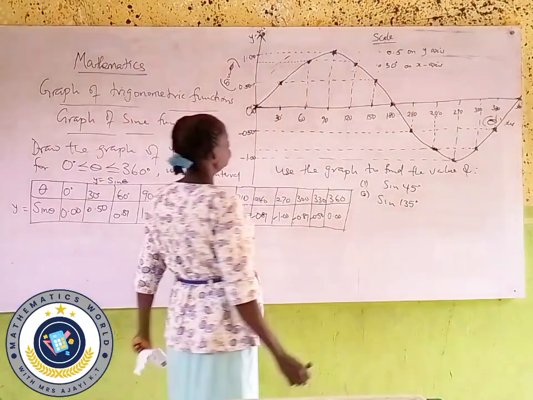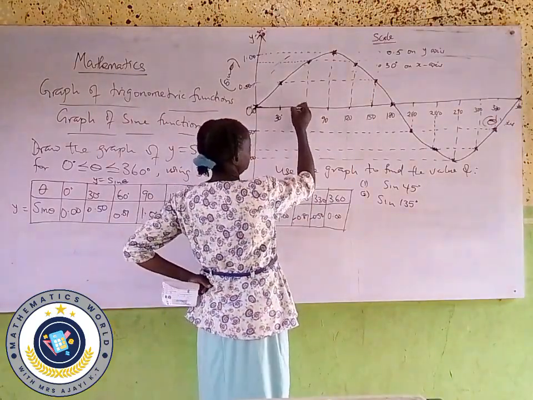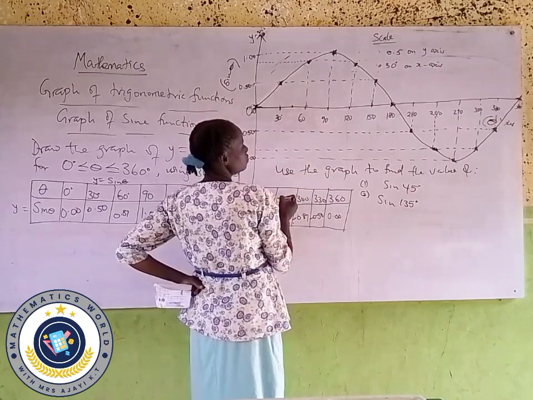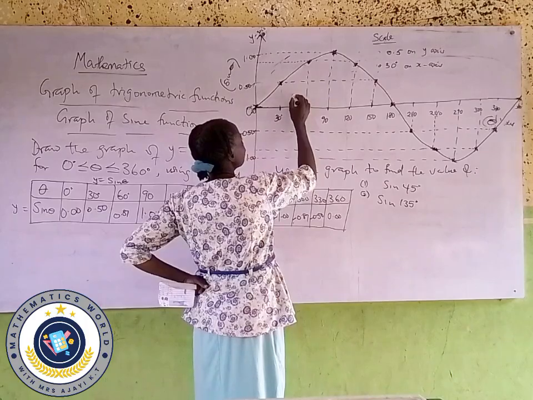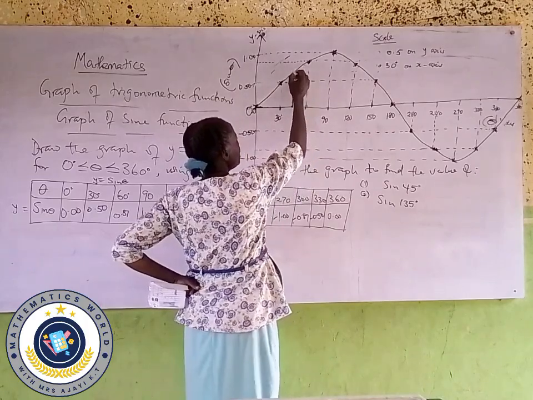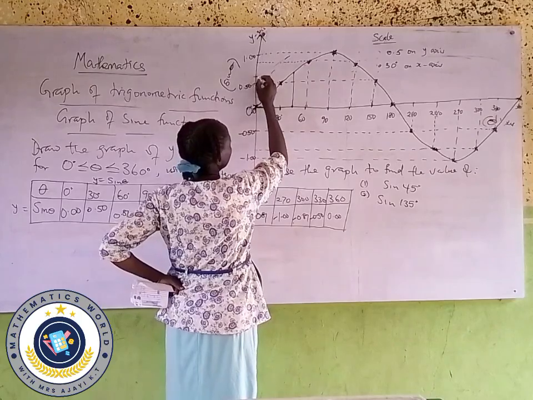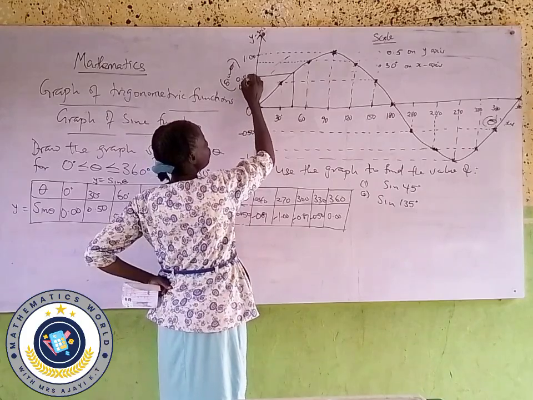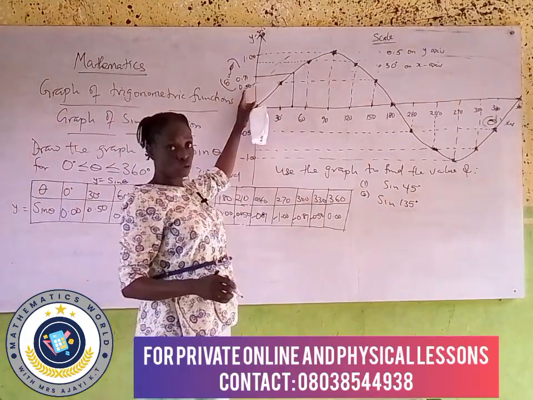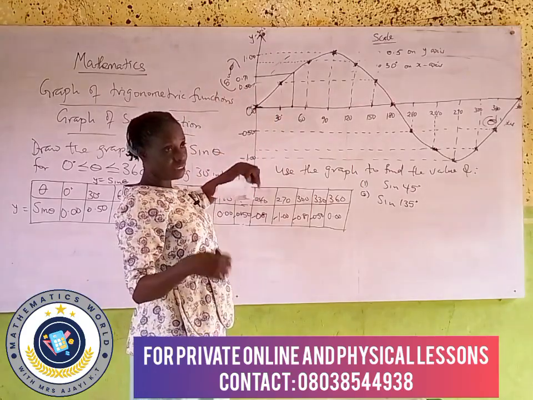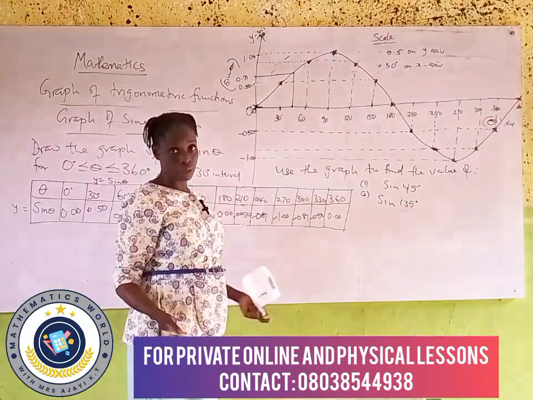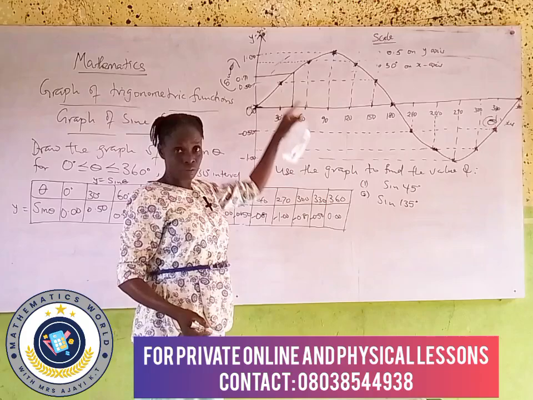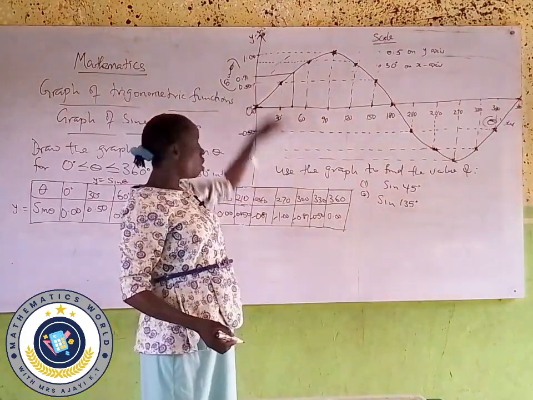From the graph, you can read between 30 and 60. The 45 degree is here. Then you trace it to the graph. Where this one meets the graph, trace it now to the y axis. You discover that this one is at 0.71. Don't forget, we are approximating to 2 decimal places. In actual sense, sin 45 should be 0.7071. But when we approximate that figure to 2 decimal places, we get 0.71. And that is exactly what you are going to see from your graph.